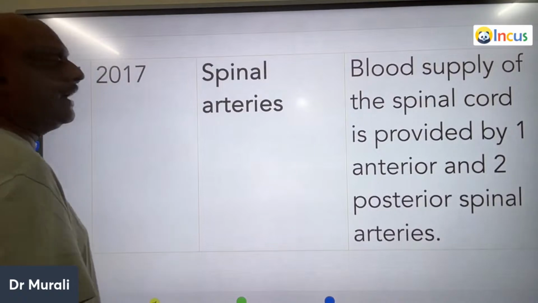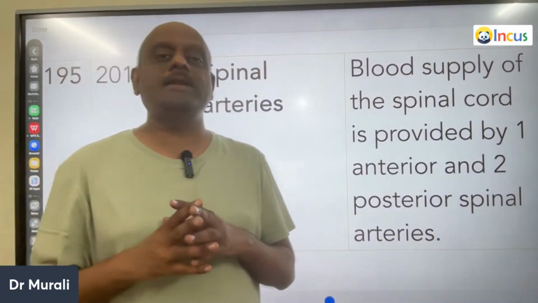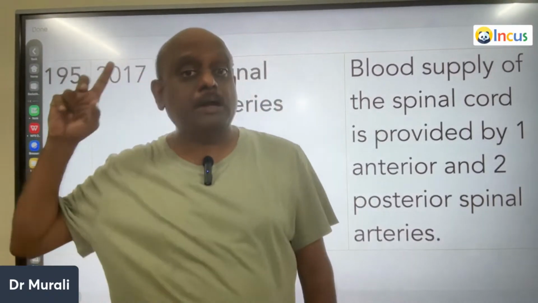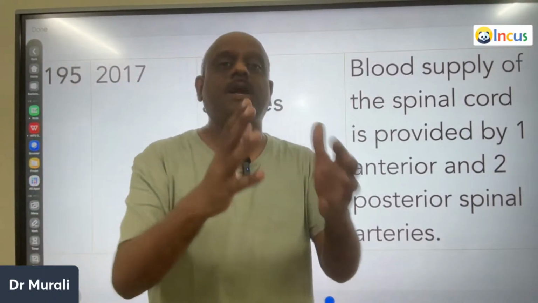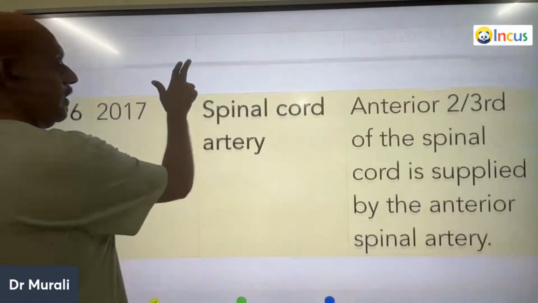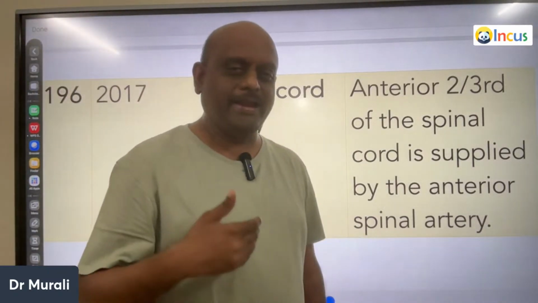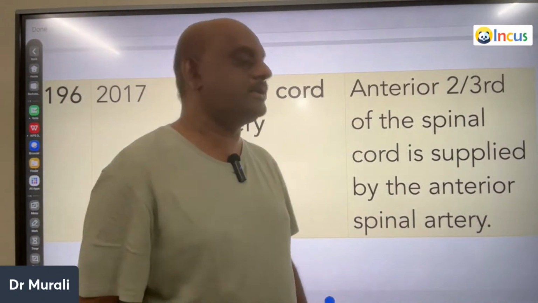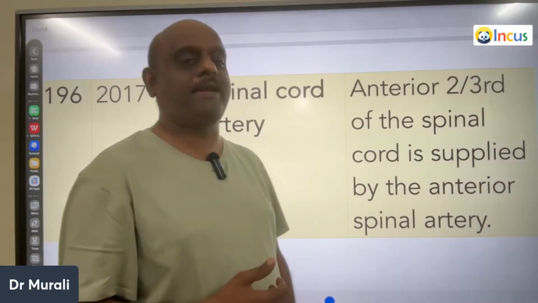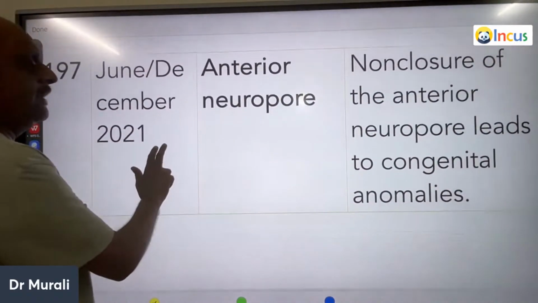Now, the blood supply of the spinal cord. How many spinal arteries are there, doctor? Remember, there is one anterior and two posterior spinal arteries which ultimately supply the blood to the spinal cord. Then anterior two-thirds of the spinal cord is supplied by the anterior spinal artery. Please don't forget, the blood supply of the spinal cord is very, very important.